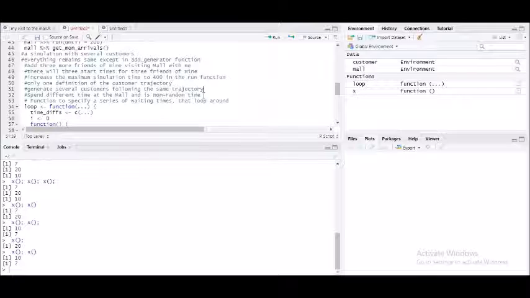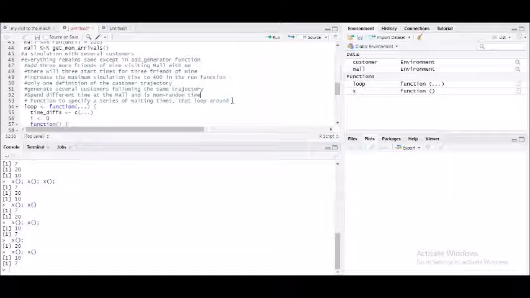One, it's a simulation with several customers, let's say 4, 5, 6, 7, it's up to us. Everything remains the same. Whatever coding that we were doing and I showcased in my earlier video remains the same, except for the add generator function. We will see what changes are there.